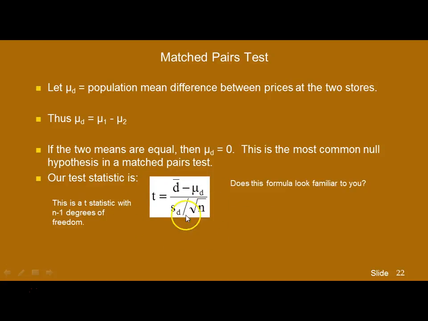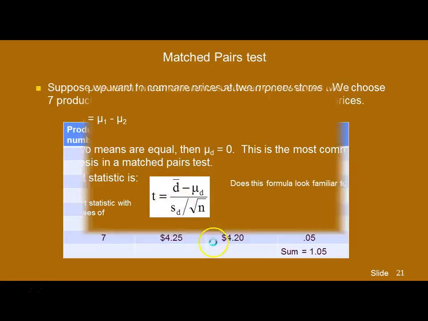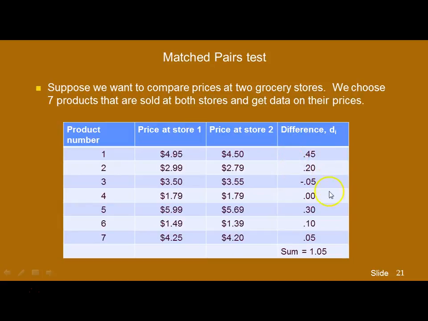Now to use this formula in our current example, we're going to have to calculate d bar and s_d. That is, we're going to have to go back to our data right here, and these are the differences. We're going to have to take those 7 differences and calculate the mean of them and calculate the standard deviation.